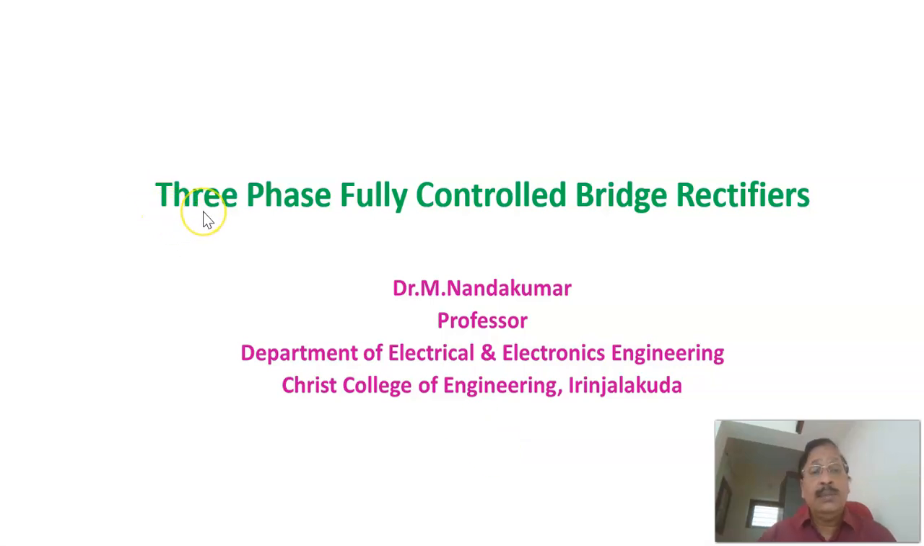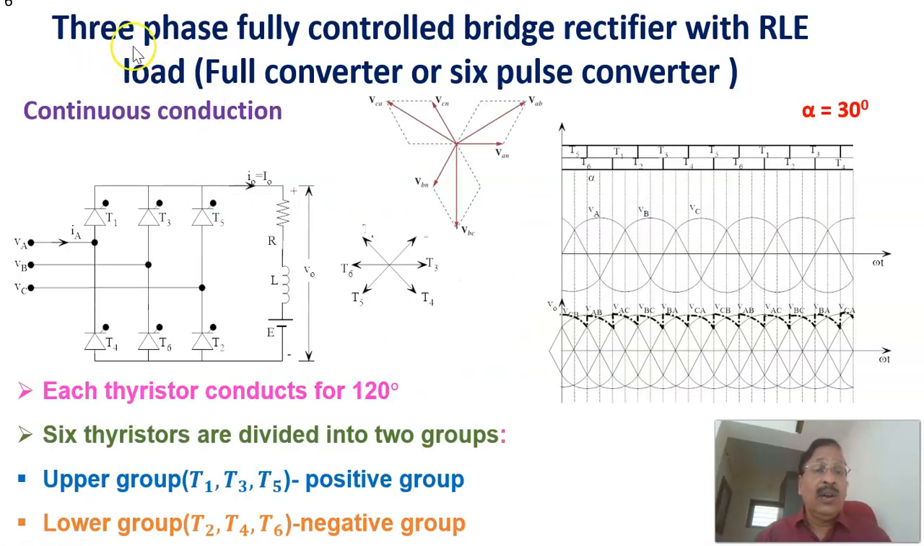In this presentation, I'll be explaining three-phase fully controlled bridge rectifiers. Now coming to a three-phase fully controlled bridge rectifier with RLE load, or full converter, or 6-pulse converter, we call. In per cycle, there will be 6 pulses, that's called 6-pulse converter, or also called full converter, three-phase full converter.